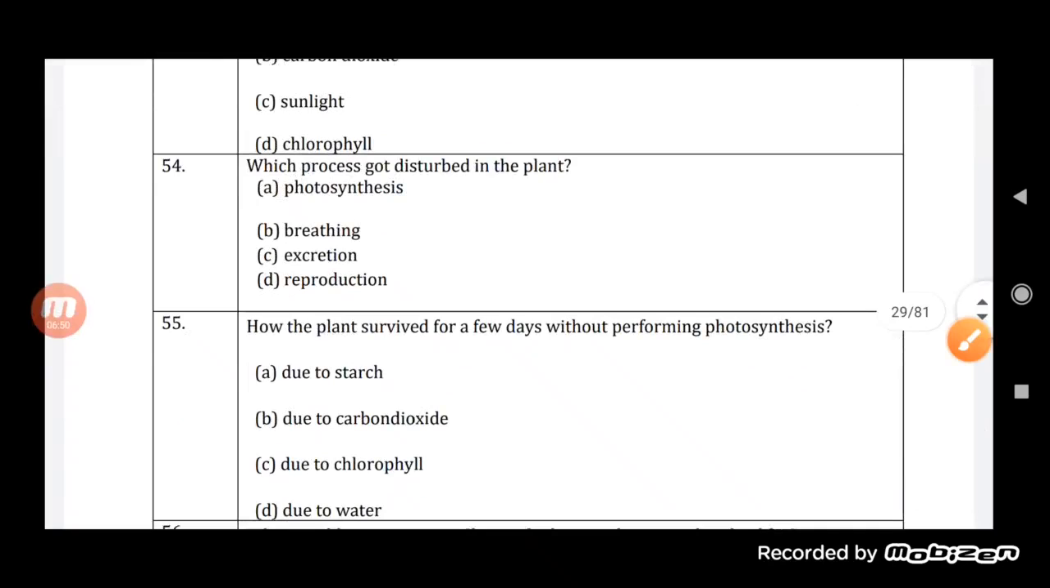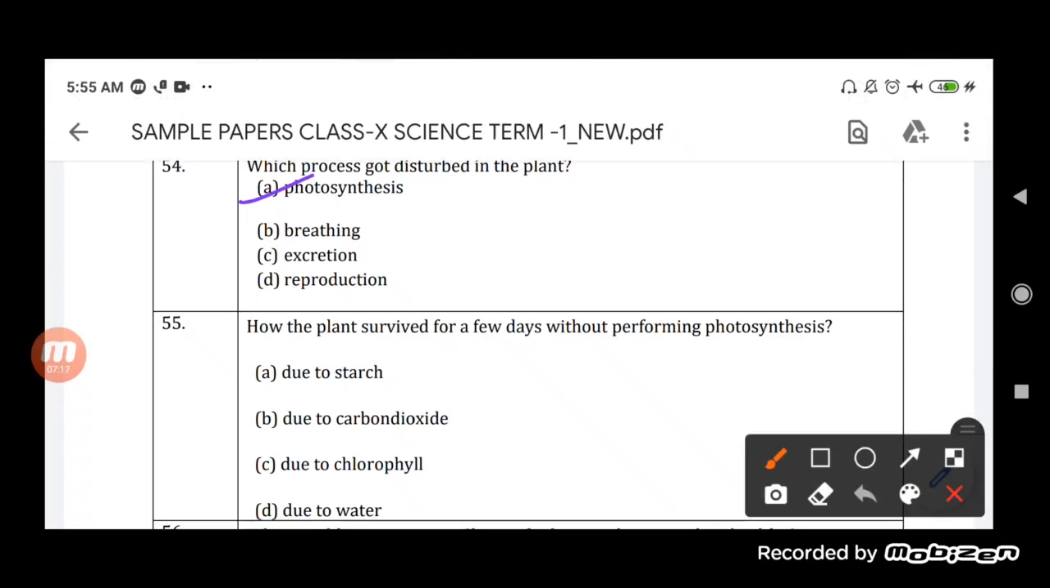Now the next one, which process got disturbed in the plant? You know that if the plant is kept in a dark room, the process which gets interfered with or disturbed is what? The process of photosynthesis. So we can say here that the process of photosynthesis got disturbed.